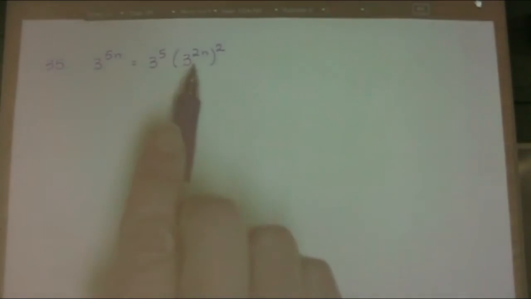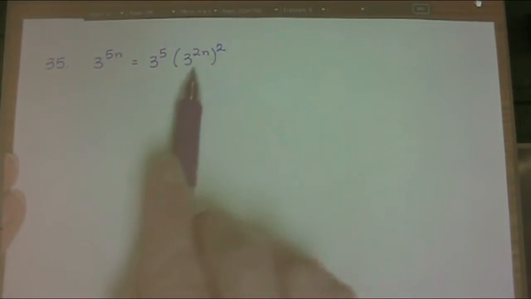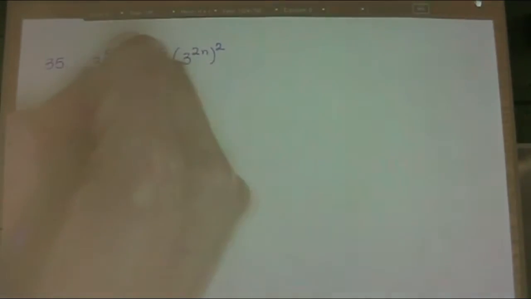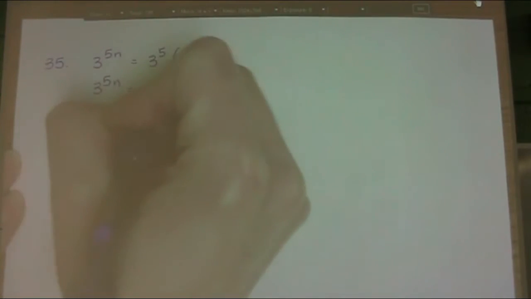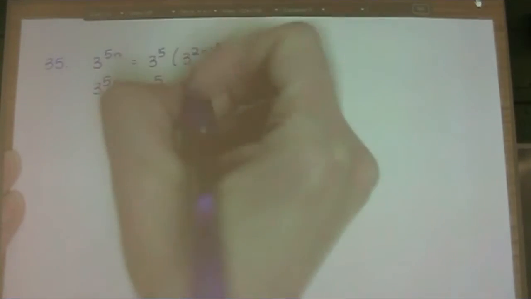All right? So what I'm going to do is use my laws of exponents to simplify what's on the right-hand side here. So first of all, remember, if you have a power outside the parentheses, that's always the first thing you do. So I'm just going to simplify the right-hand side. The left-hand side is going to stay the same. And this is going to become 3 to the 2n times 2 power, which is the 4n power.